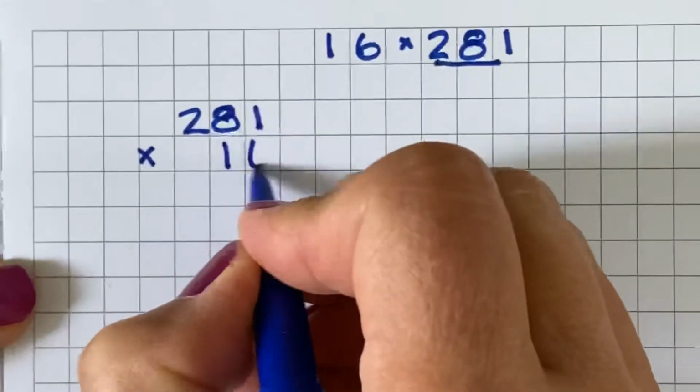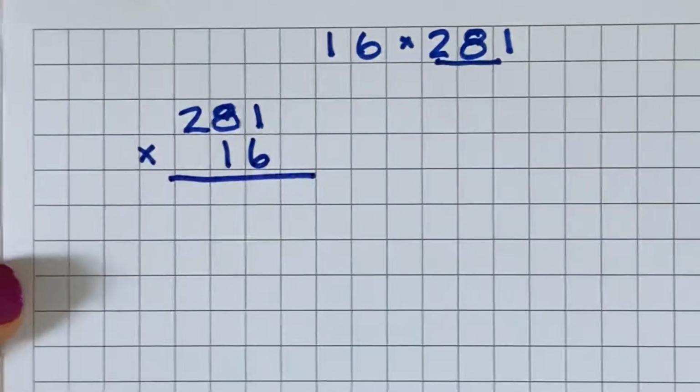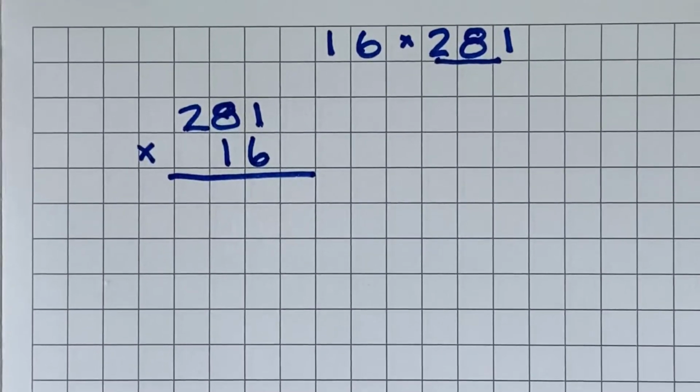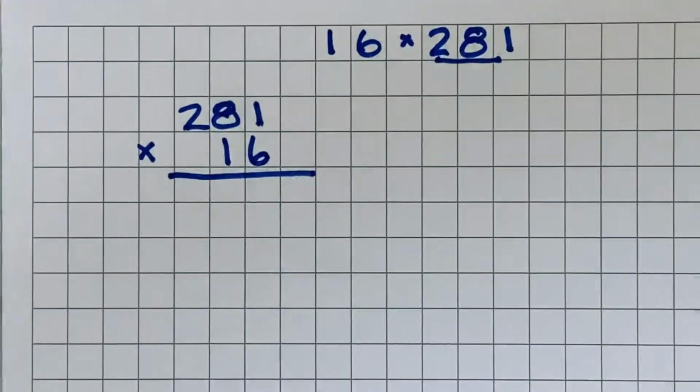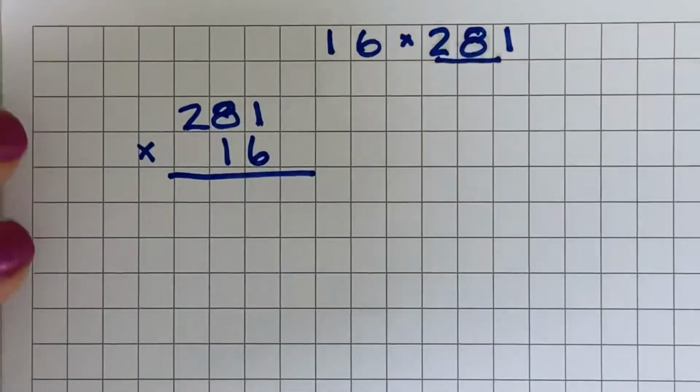Times 16. Now I'm using graph paper or grid paper because that's always a good way to do multiplication. Whether it's lattice or standard, you line up the digits. When we get to decimals, you line up the decimals. But right now, you're lining up the digits, so that's an easy way not to forget something, okay?